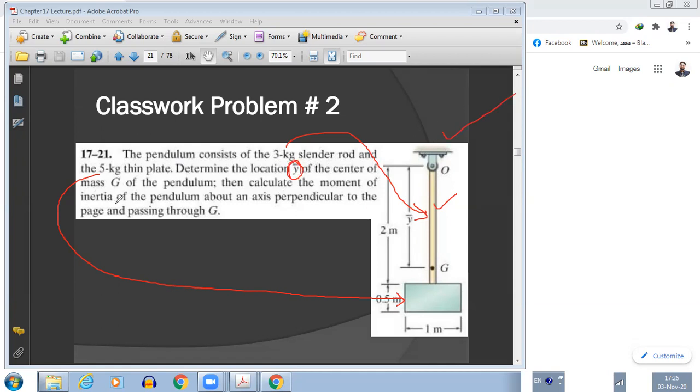Then calculate the moment of inertia of the pendulum about an axis perpendicular to the page and passing through G. So then we need to find IG, but this IG for this whole object. Okay, so this is the main thing. We need to find this IG for this whole object. Before moving towards the solution of the problem, first, do you understand the problem statement or not? Is there anything within the problem statement that is not clear? Please ask.